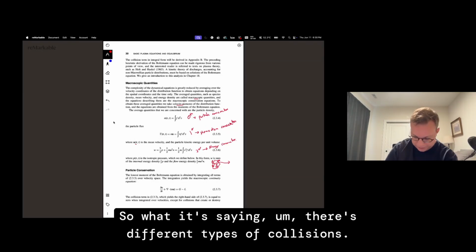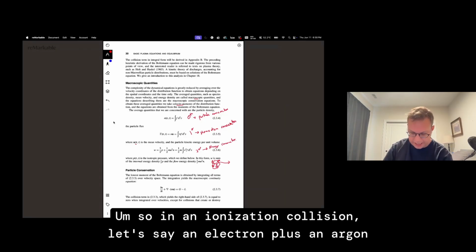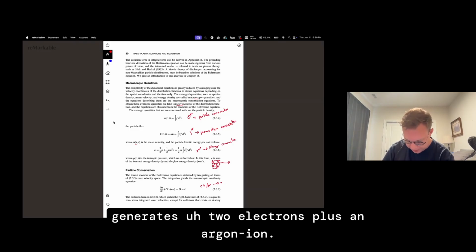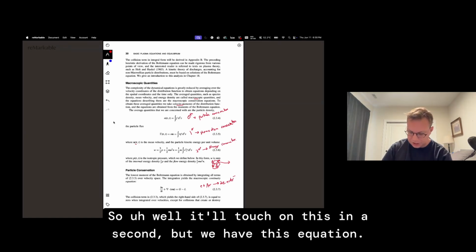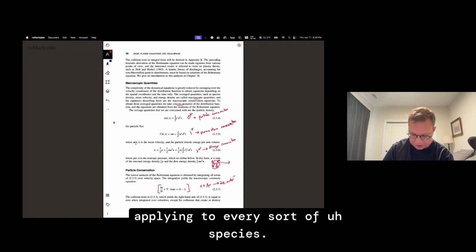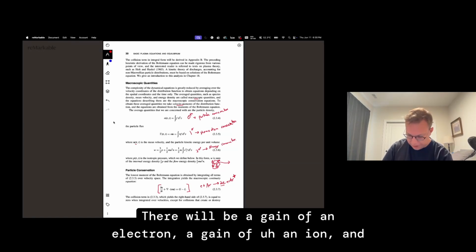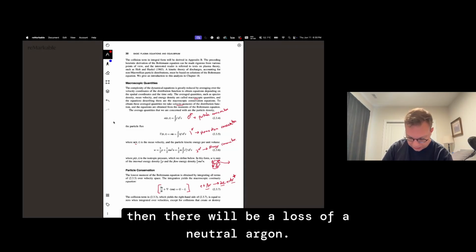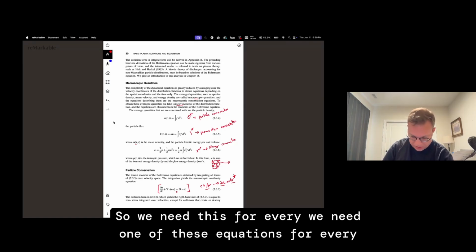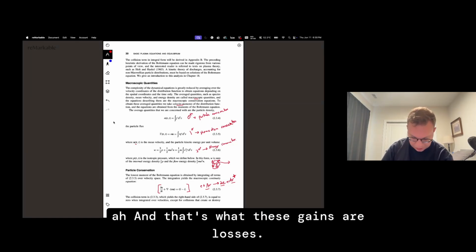So what it's saying is there are different types of collisions. In an ionization collision, let's say an electron plus an argon generates 2 electrons plus an argon ion. We'll touch on this in a second, but we have this equation applying to every sort of species. So in this case, there would be a gain of an electron. This should be a positive ion, sorry. There will be a gain of an electron, a gain of an ion, and then a loss of a neutral argon. So we need one of these equations for every species. And that's what these gains or losses are.